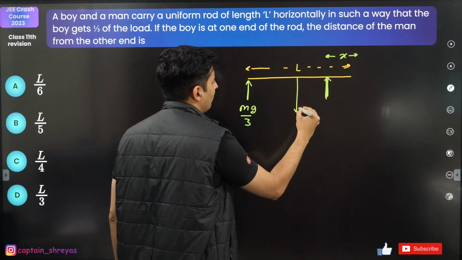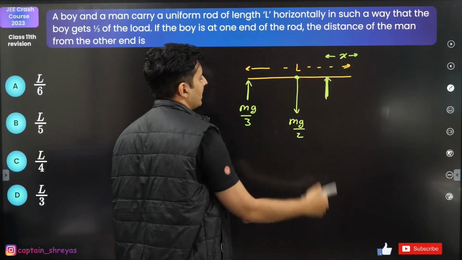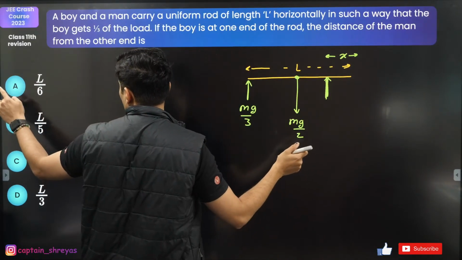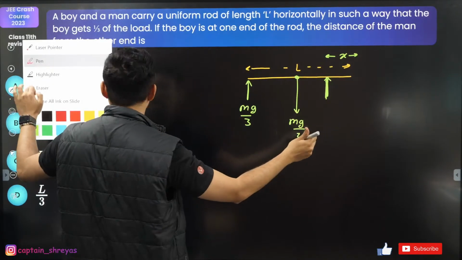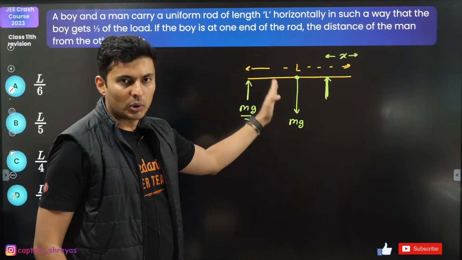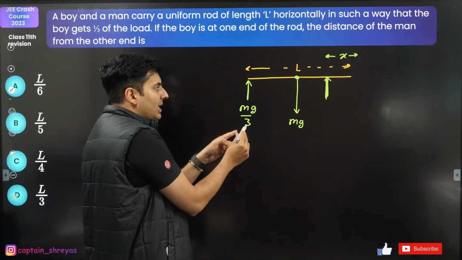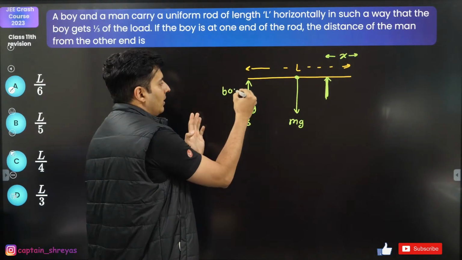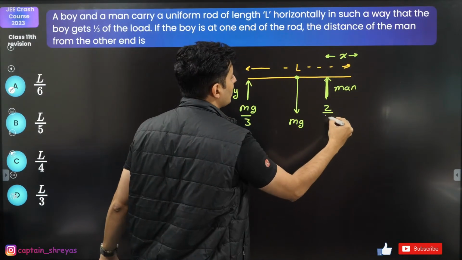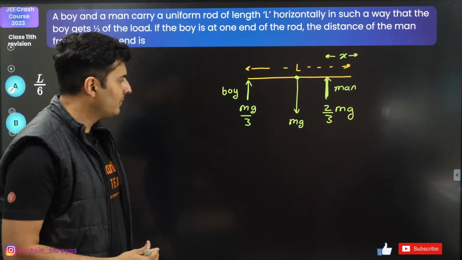I know the weight of the rod will be exactly at the center. This is exactly the center of mass. So obviously, this is not mg/2. My bad. It is at L/2, and the total weight will be mg. So the total weight of the rod acts exactly at L/2. Now, out of the total weight, 1/3 is being handled by the boy. So the remaining weight will be handled by the man. So 1/3 is gone, so 2/3 of mg will be handled by the man.